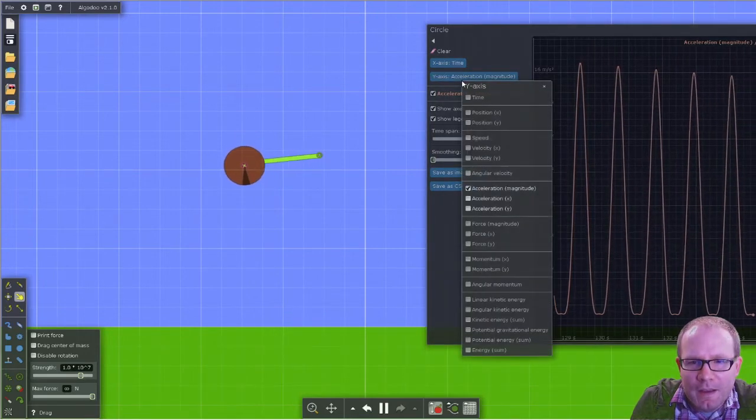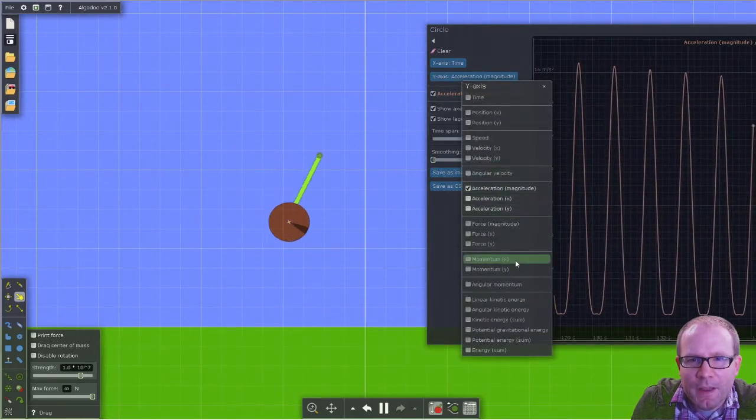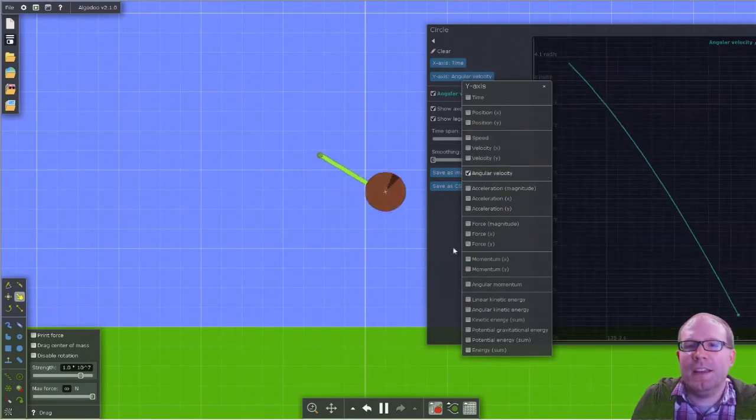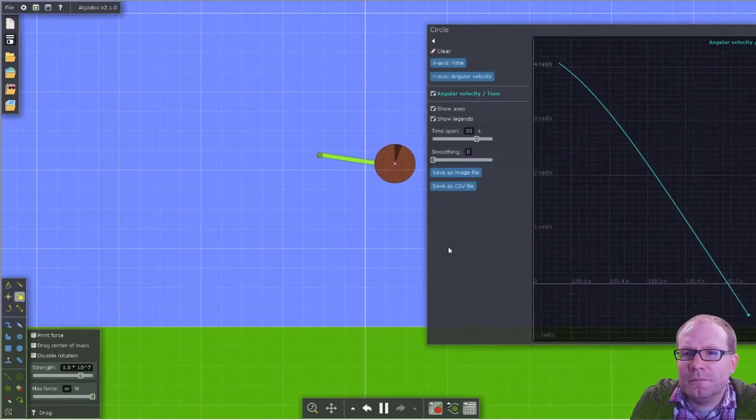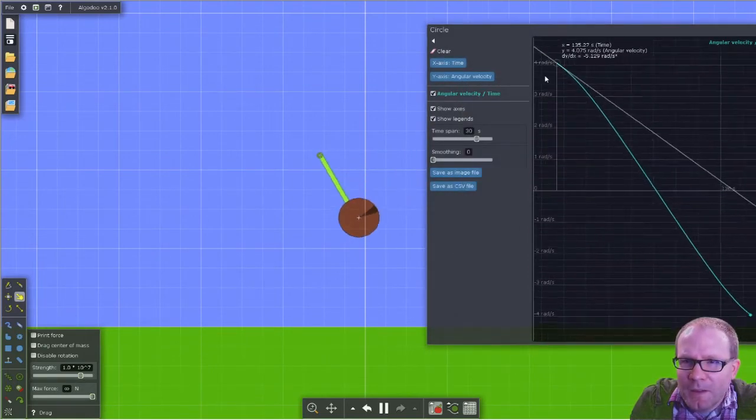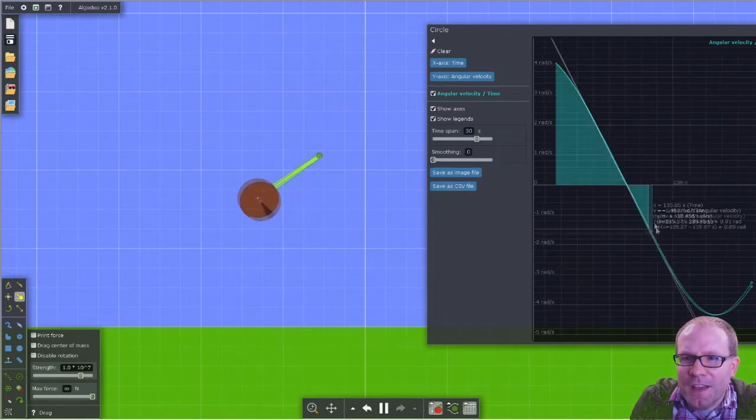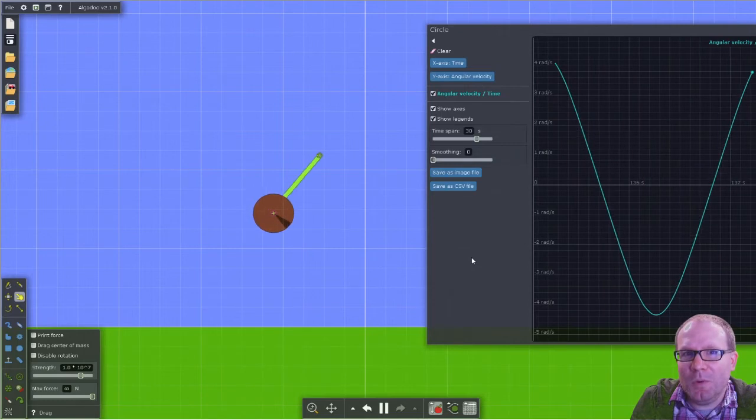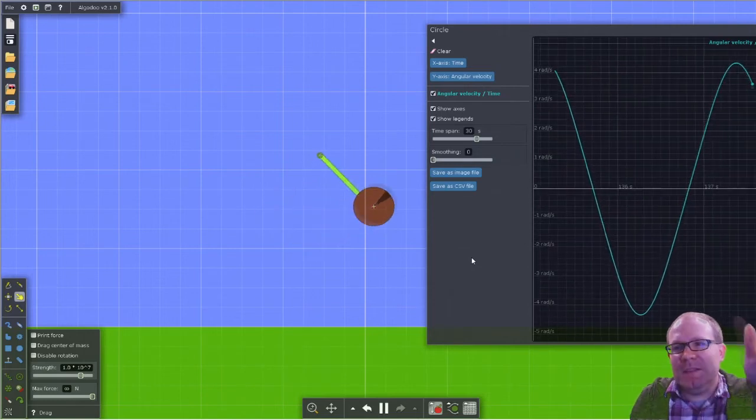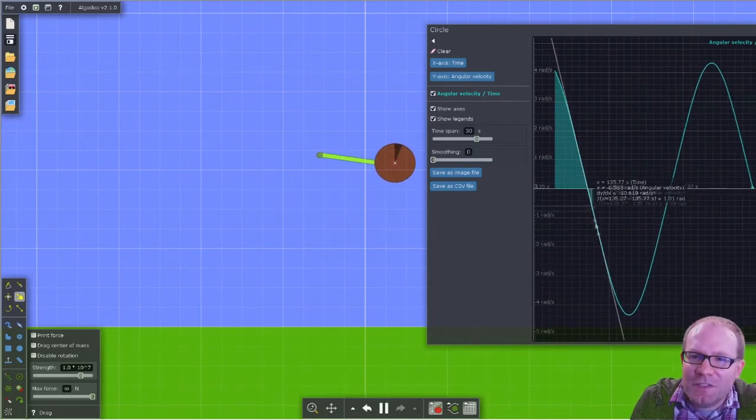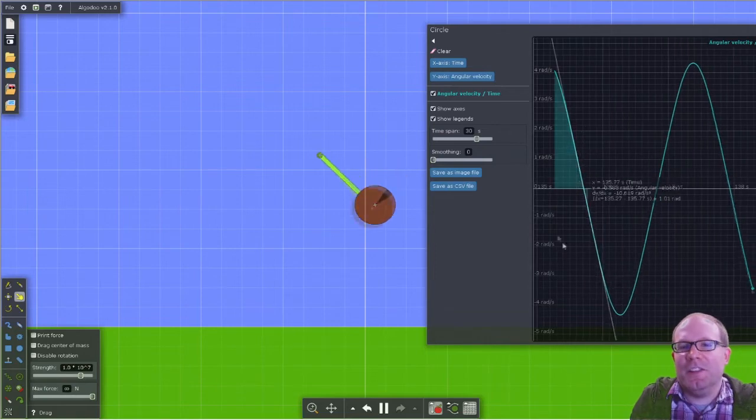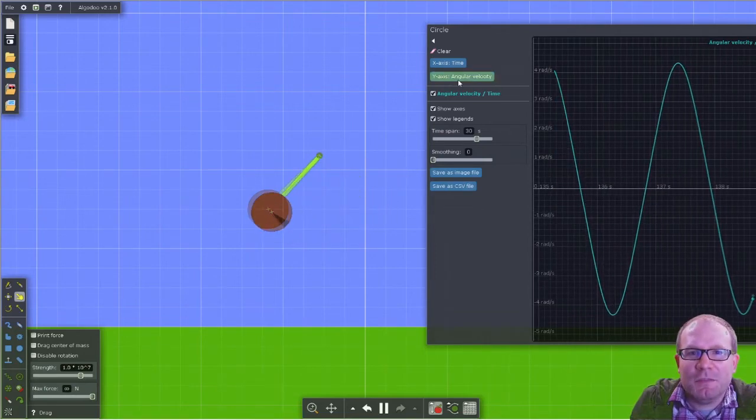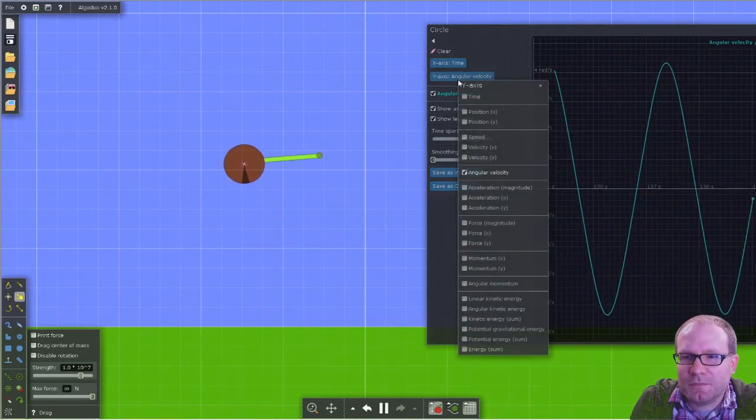Let's see, can I get angular acceleration? No, we don't have that. Okay, let's try angular velocity again. Yeah, you see how before it was this nice sine curve, this is too straight to be a sine, right? Sine is supposed to be a little bit curvier than that. And so we're not getting a traditional sine curve anymore. We've gone past the small angle approximation.